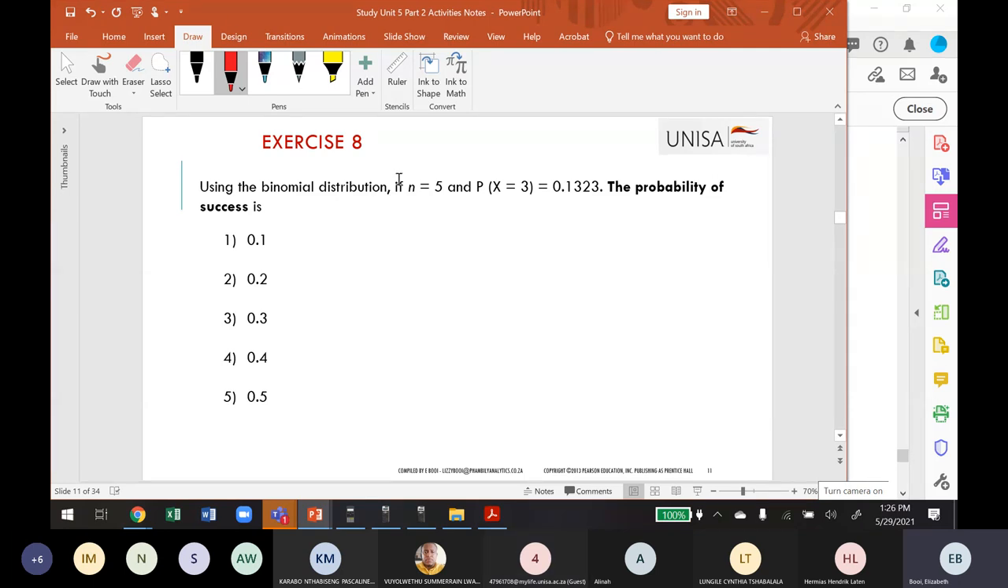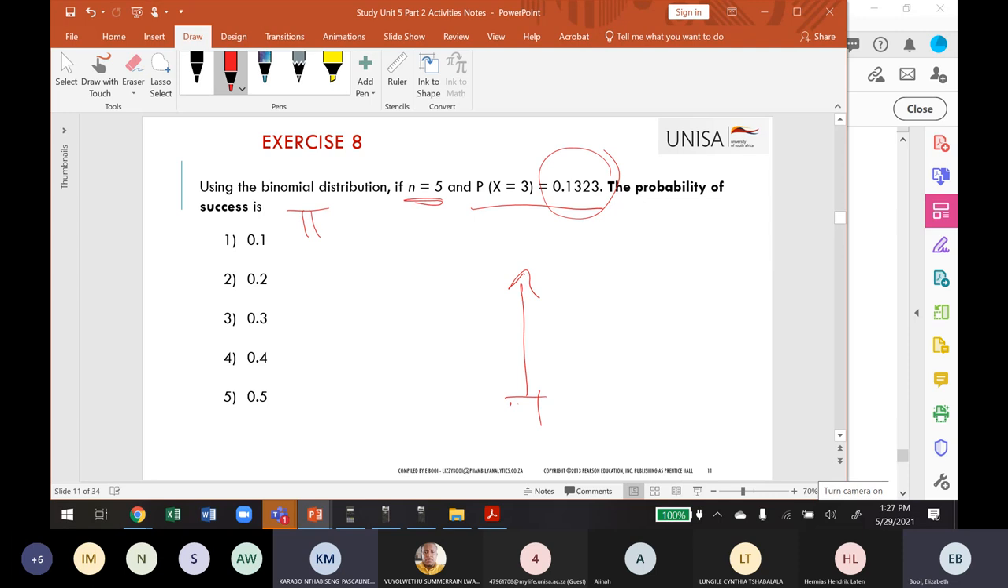Using the binomial distribution, if n is equal to 5 and the probability that x is equal to 3 is 0.1323. The probability of success is 0.1323. What is pi? That's what they are looking for. Hint on how to solve this: you need to go to the table. You need to go to where x is 3 in the table, where n is 5, and look for that probability inside the table and go out.